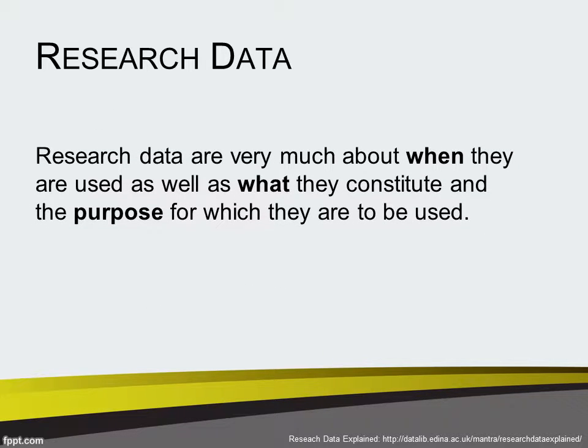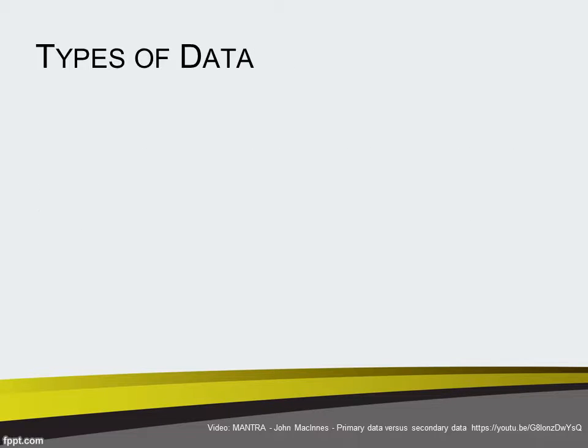Thus, research data are very much about when they are used as well as what they constitute and the purpose for which they are to be used. Data can also be created by researchers for one purpose and used by another set of researchers at a later date for a completely different research agenda. So there are two types of data.